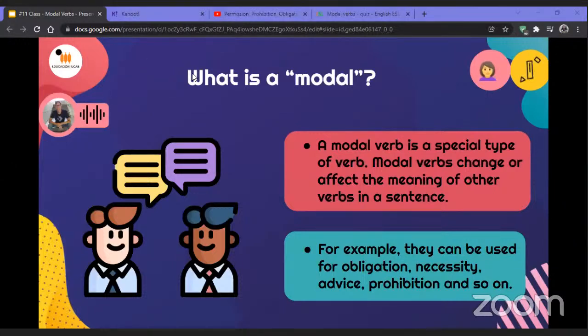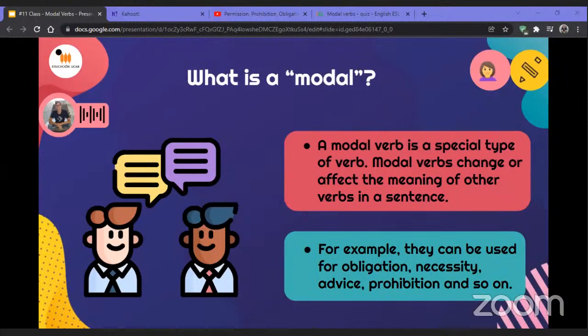So, okay. In this case, we'll see what is a modal. What means a modal verb? So, in general terms, a modal verb is a special verb. It's a special word that affects the meaning of other verbs, or actually changes the verbs in the sentence. For example, if you use should plus go, it doesn't have the same meaning as I use go alone, okay? In that case, we have a completely different meaning. In this case, it will be an advice or an obligation, but we can also use modal verbs for necessity or prohibition and some other uses, okay?